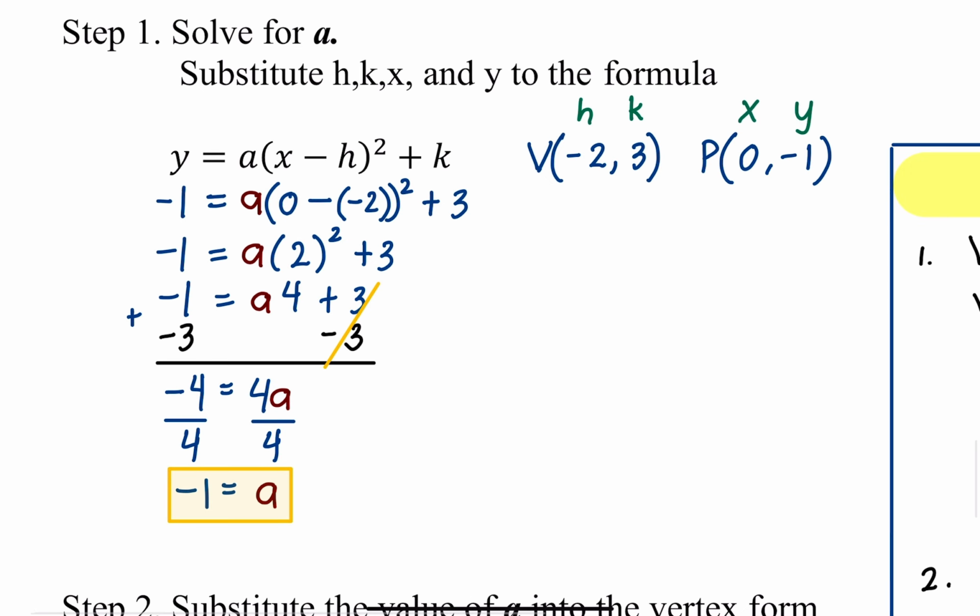I'm just going to explain it again real quick. Again, the first thing that we have to do is to solve for a. We can solve for a by using the given vertex, negative 2, 3, and the given point, 0, negative 1. For the vertex, we have h and k. For the point, we have x and y. We're going to use this formula and solve for y, x, h, and k. And after that, we will get the value of a, which is negative 1.